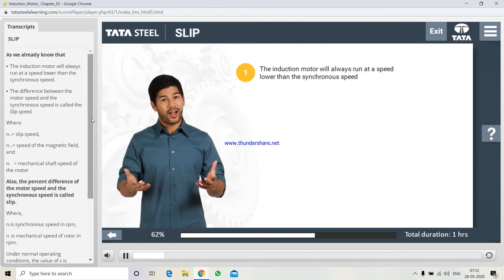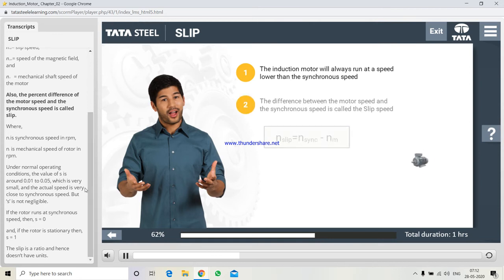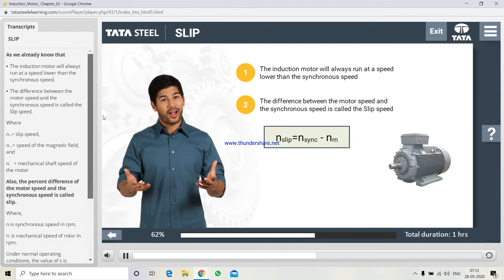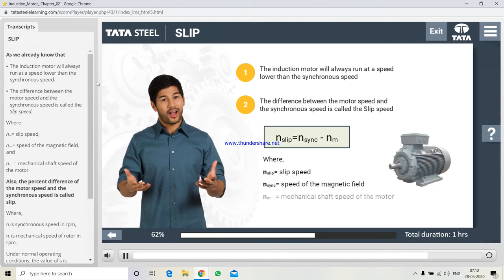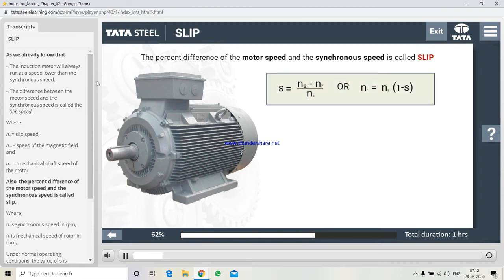As we already know, the induction motor will always run at a speed lower than the synchronous speed. The difference between the motor speed and the synchronous speed is called the slip speed, where n_slip equals slip speed, n_sync equals speed of the magnetic field, and n_m equals mechanical shaft speed of the motor. Also, the percent difference of the motor speed and the synchronous speed is called slip, where n_s is synchronous speed in rpm, n_r is mechanical speed of rotor in rpm.